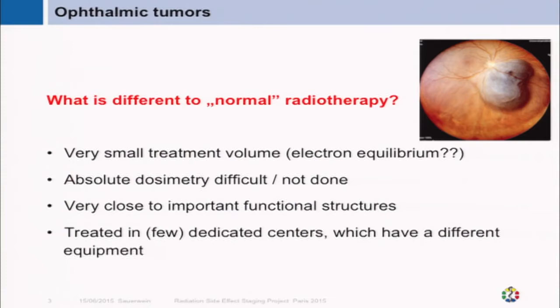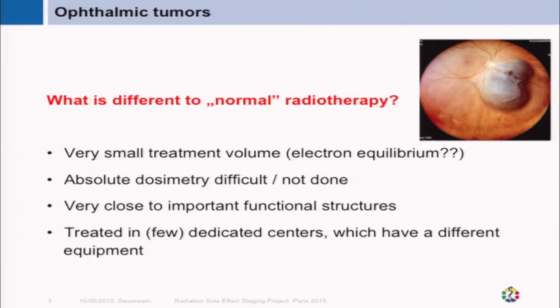Why is radiotherapy in ophthalmology different from what I call normal radiotherapy? There are very different aspects. One is we have to treat an extremely small volume, which is not what we are doing in, let's say, other parts of radiotherapy. The absolute dosimetry is not only difficult, it's not done. So if I report 130 gray in Essen, this may be 80 gray or 90 gray in Berlin. And this is something we do not have fixed up to now.